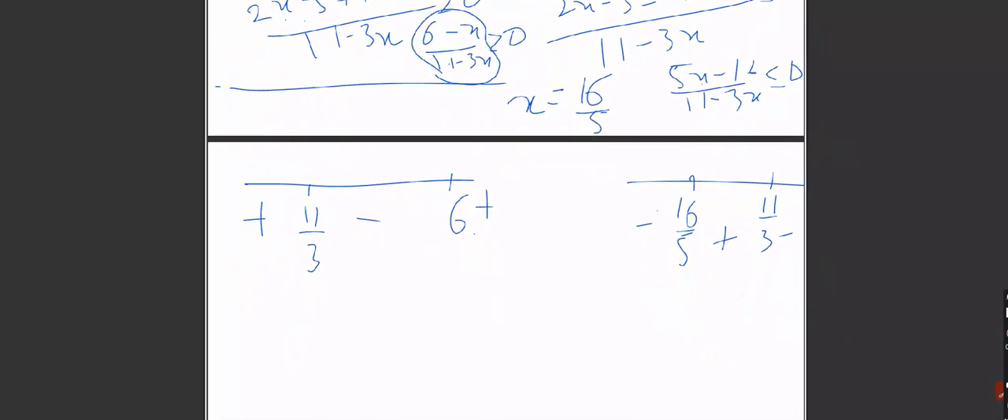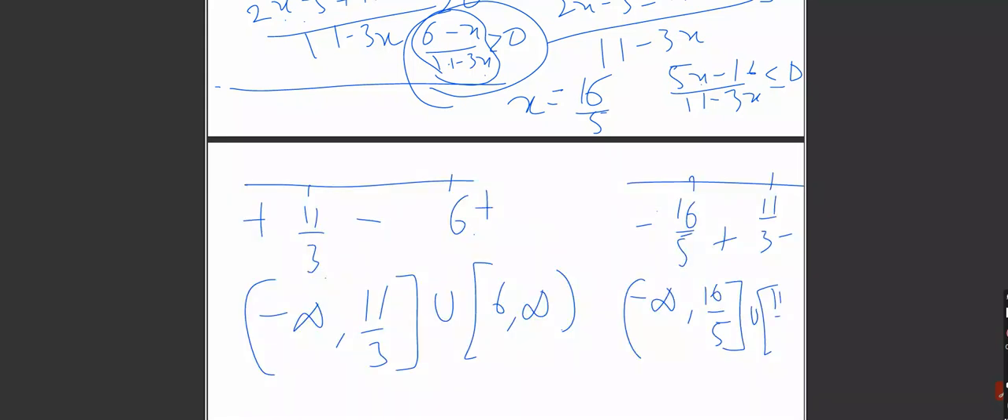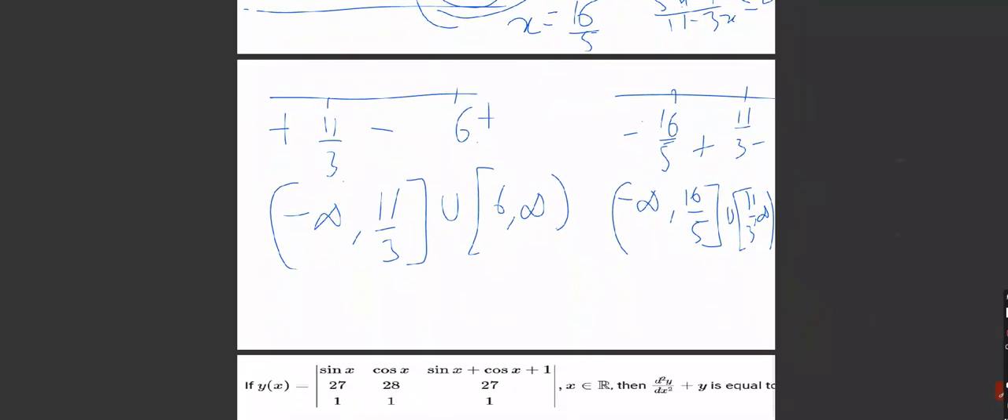And we need negative. Okay. So for this, the inequality was greater than or equal to 0. That means minus infinity to 11 by 3 union 6 to infinity. And for this, minus infinity to 16 by 5 union 11 by 3 to infinity. Is that clear?